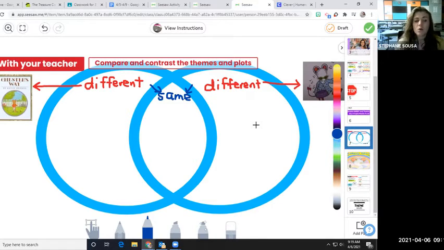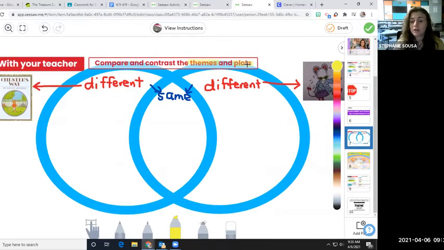Now, we're comparing and contrasting, and I want you to highlight this, the themes and the plots. That means we are not going to say, oh, they both had grass in them. Look at the ground. That's true, but that's not a theme. That's not a lesson that we can learn. And that's not an event or a plot in the story, something that happened, okay?